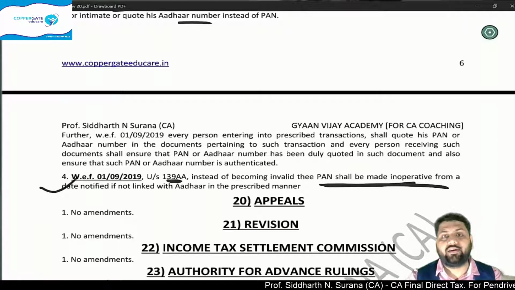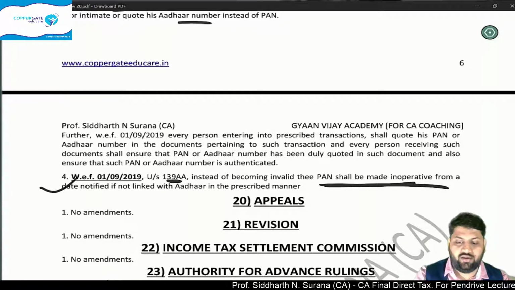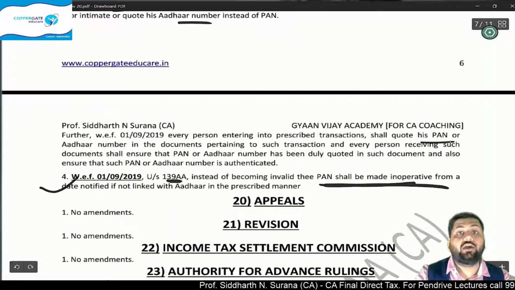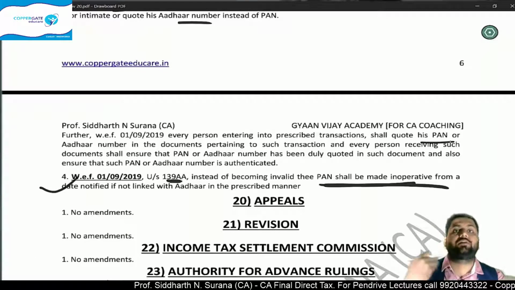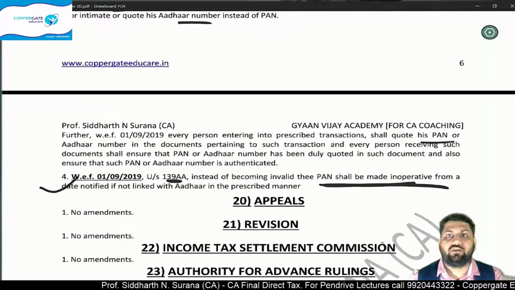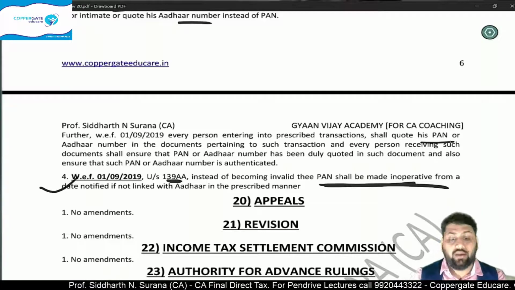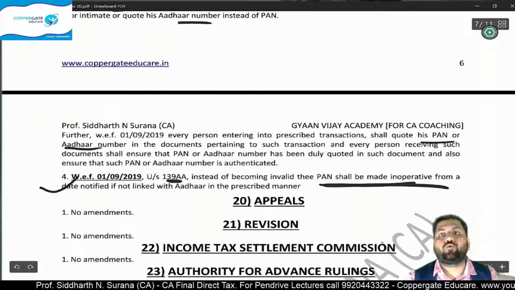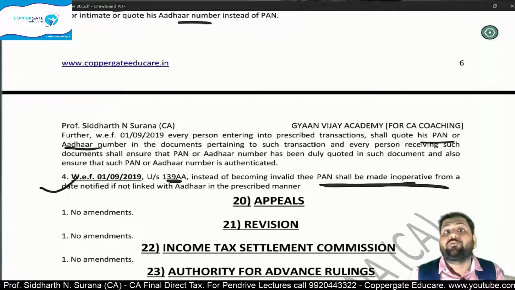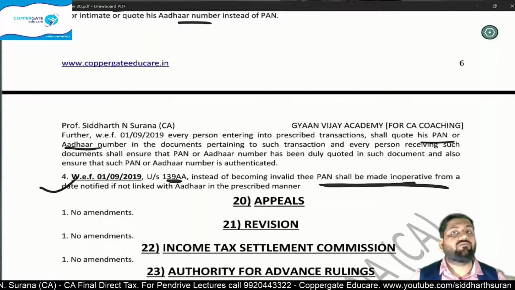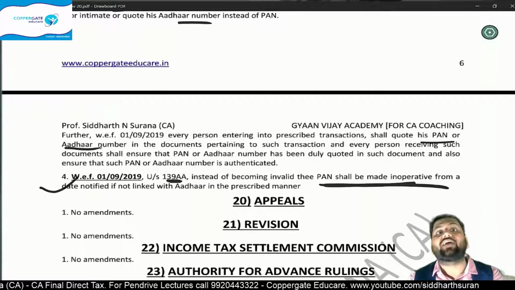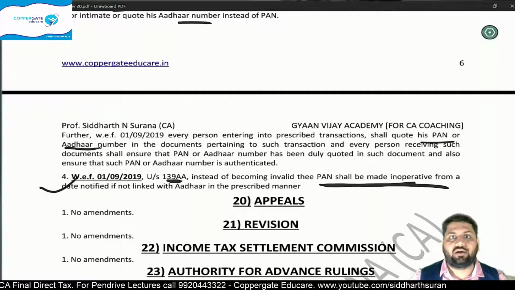And people who are entering into prescribed transactions, who were earlier required to quote their PAN in all the transactions like high value transactions, buying of vehicles or making a bank fixed deposit, wherever you were required to quote your PAN in a high value financial transaction, now you can quote your Aadhaar, and there is no problem because all Aadhaar will be linked with PAN. If you don't have PAN, system allotted PAN will be linked with Aadhaar, and if you have PAN, that PAN also you have to link, otherwise it will become inoperative.